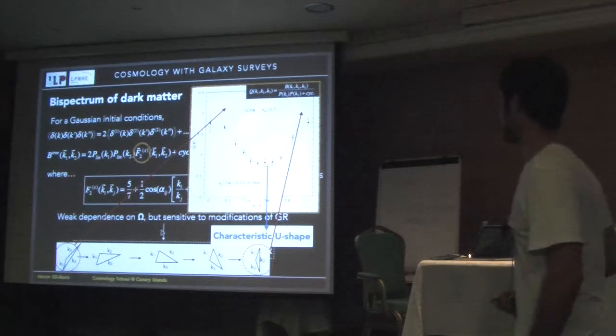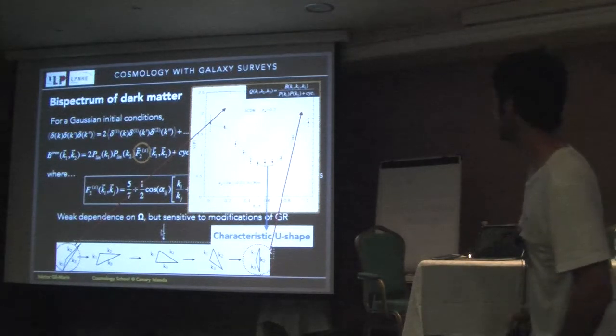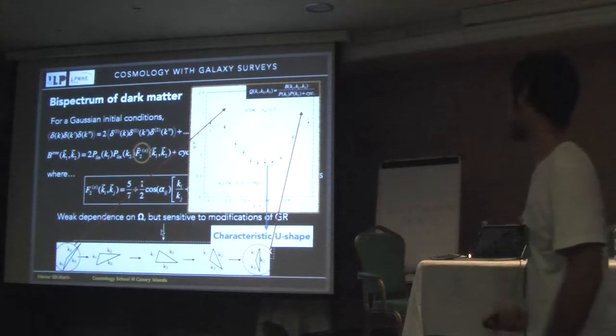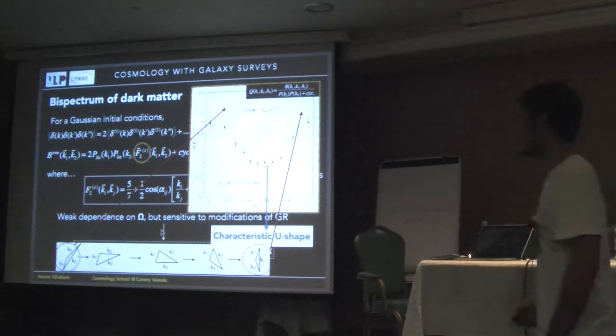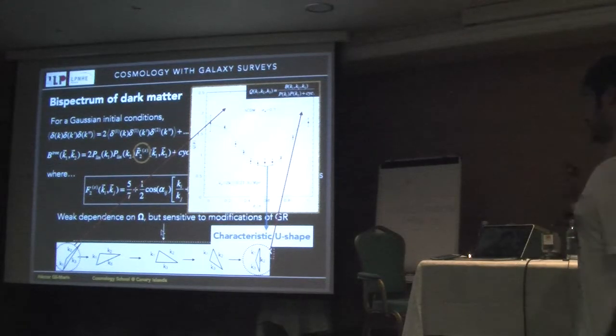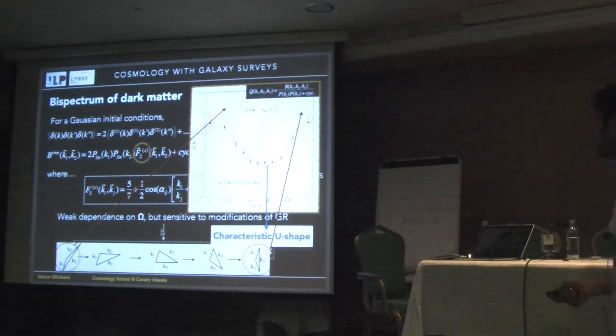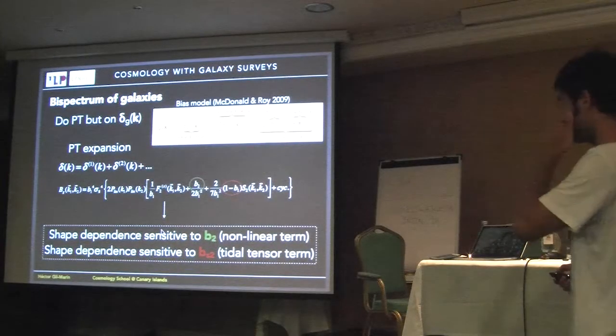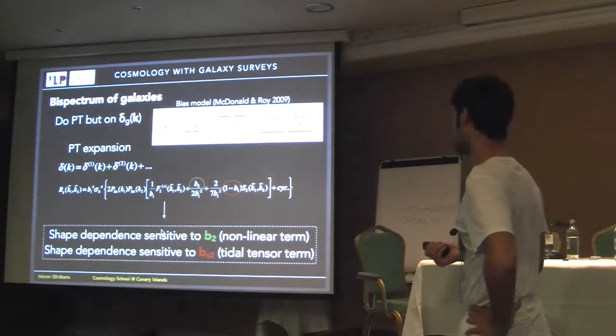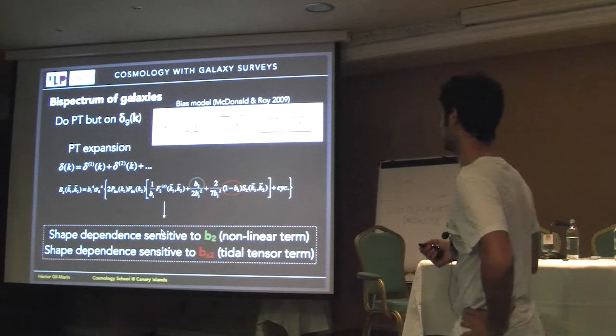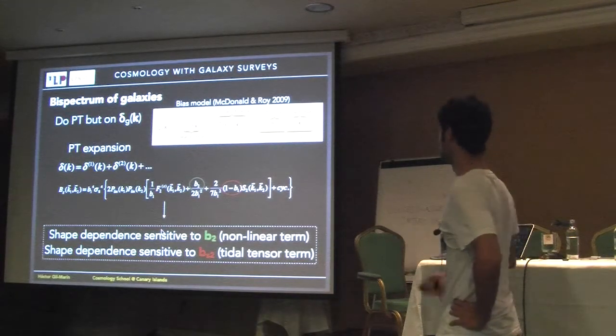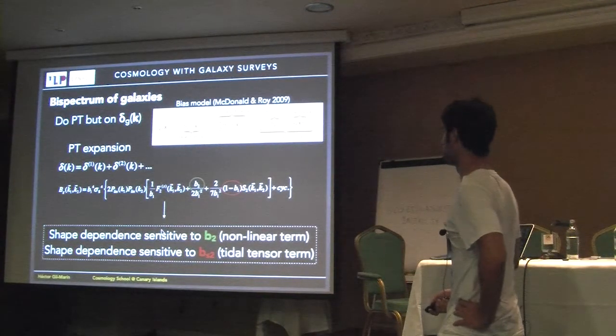Of course, this is the ideal case of dark matter. In reality, we have galaxies, so our bispectrum is affected by bias. We have redshift-space distortions, so this is also going to affect our measurements, and things are going to get a little bit more complicated. For instance, if you want to take into account the galaxy signal, you can just pick your favorite galaxy model.